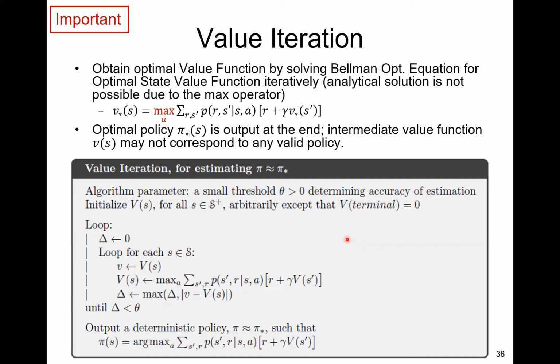So the value iteration solves the Bellman optimality equation for the optimal state value function until convergence, until delta is less than theta. The difference between the values across iterations does not exceed a threshold. And then you simply take the argmax over A of the obtained Q value function.